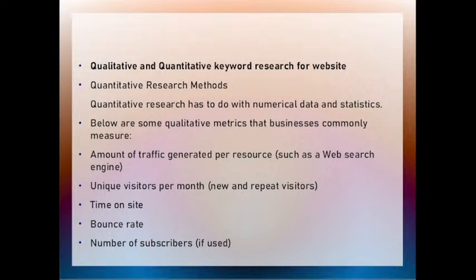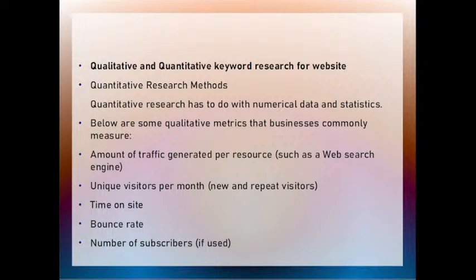Amount of traffic generated per resource means when we do a web search, it checks the amount of traffic, how much traffic will be generated. Then unique visitors per month. This will also be checked, whether any new visitor is visiting our website or the same visitors are visiting our website. Then time on site, then bounce rate.